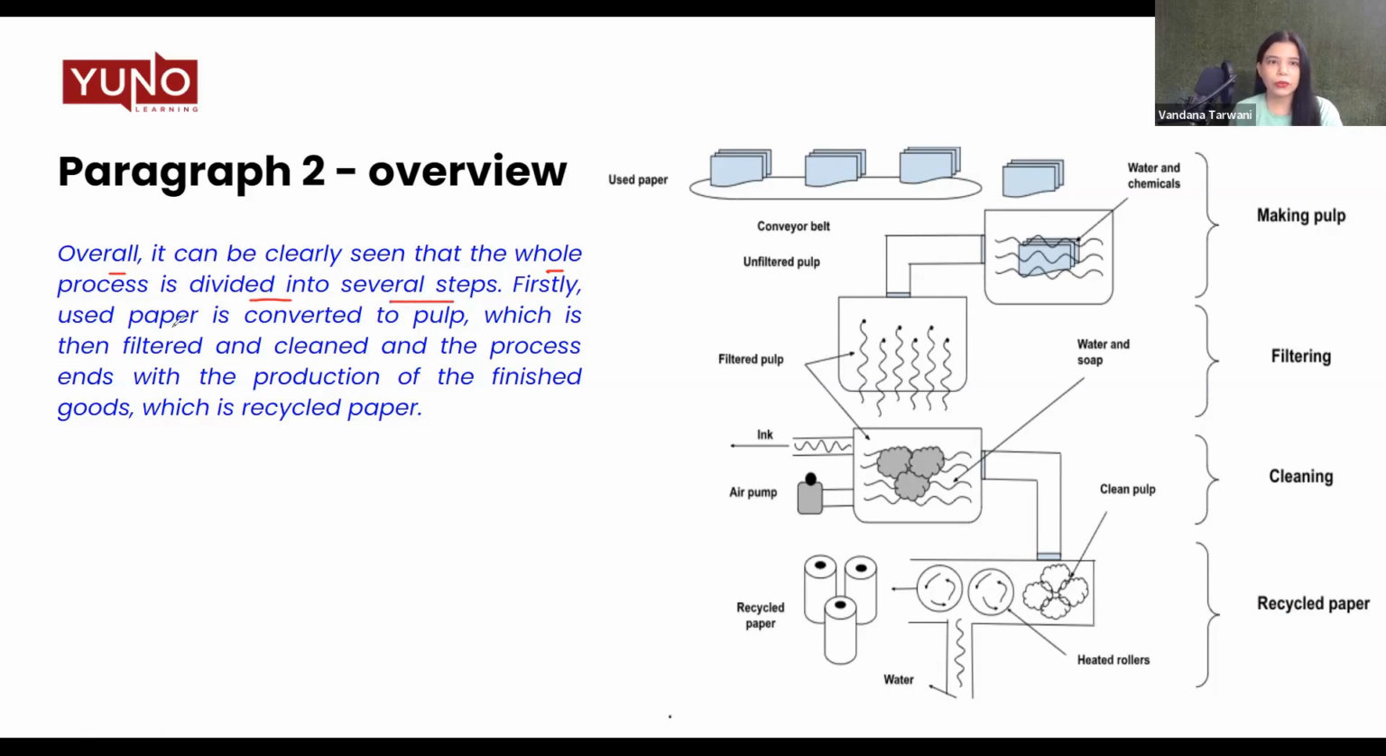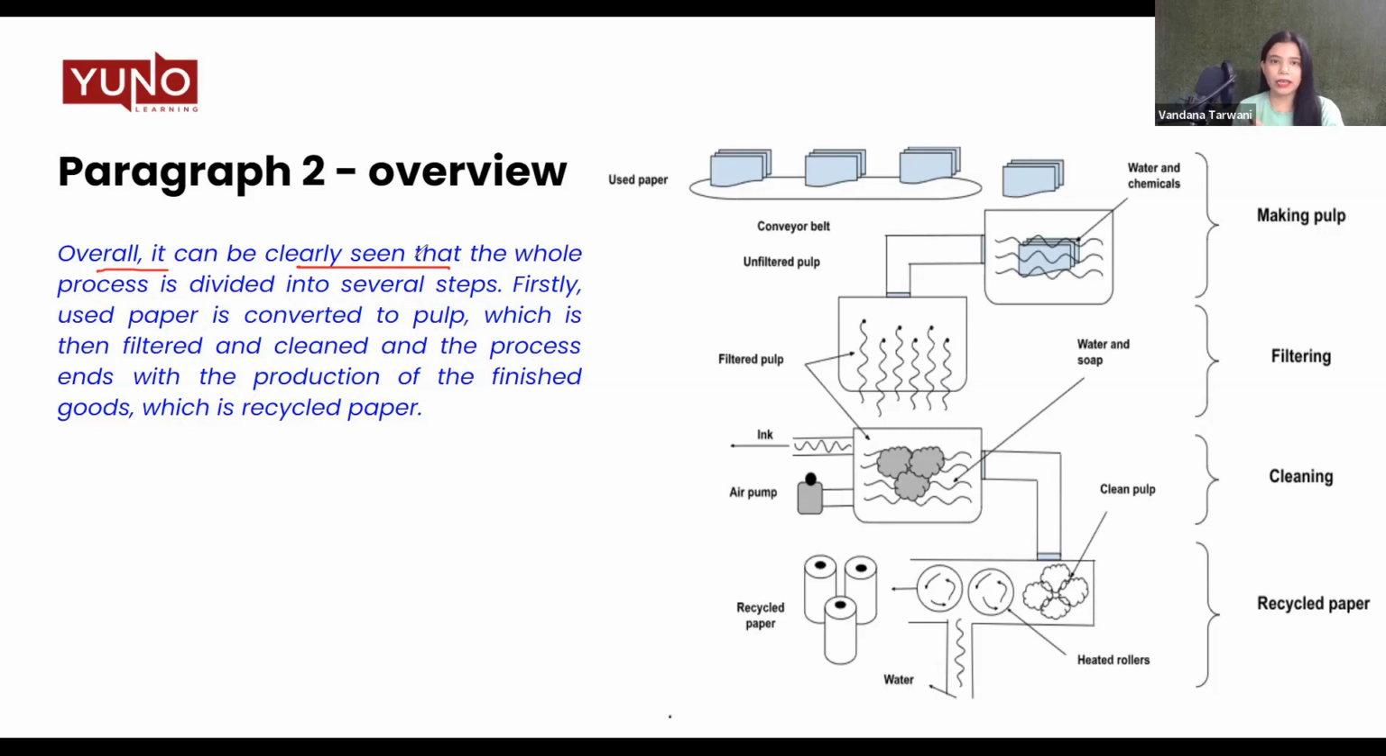Firstly, used paper is converted to pulp, which is then filtered and cleaned, and the process ends with the production of the finished goods, which is recycled paper. Let's understand what we have done over here. For a smooth beginning of your overview paragraph, use this kind of language: Overall, it can be clearly seen that.